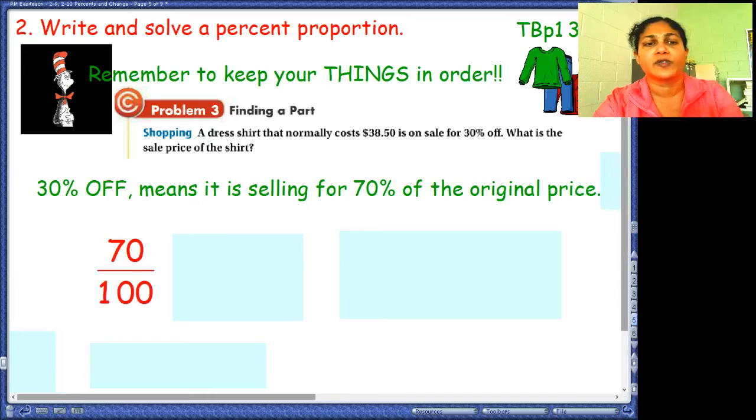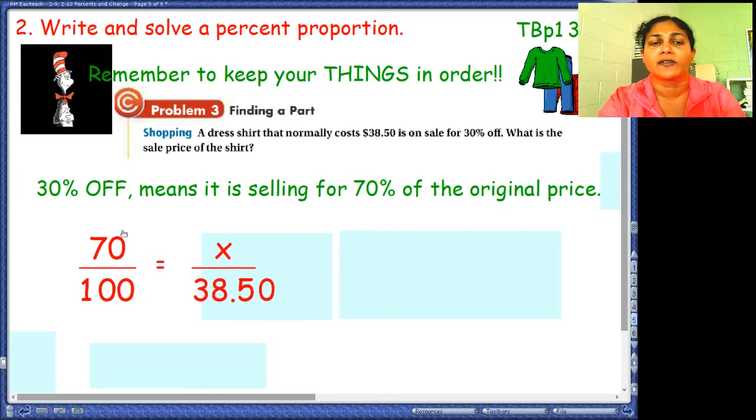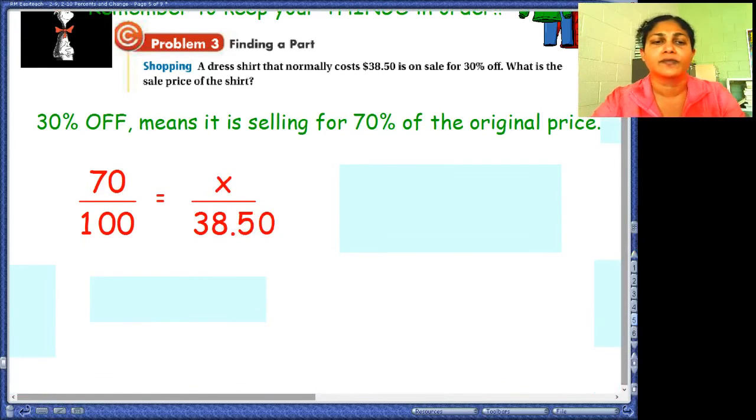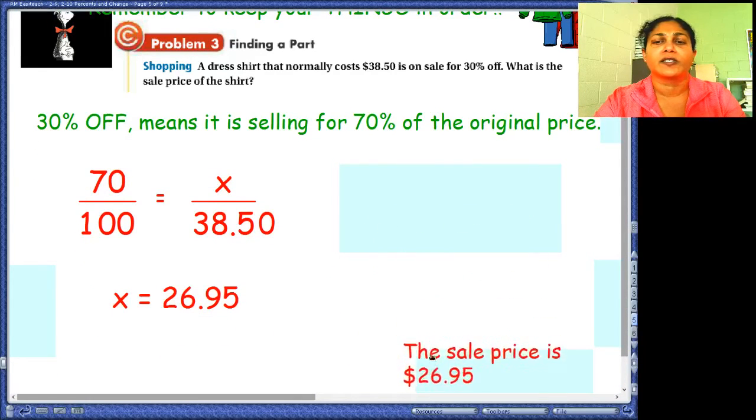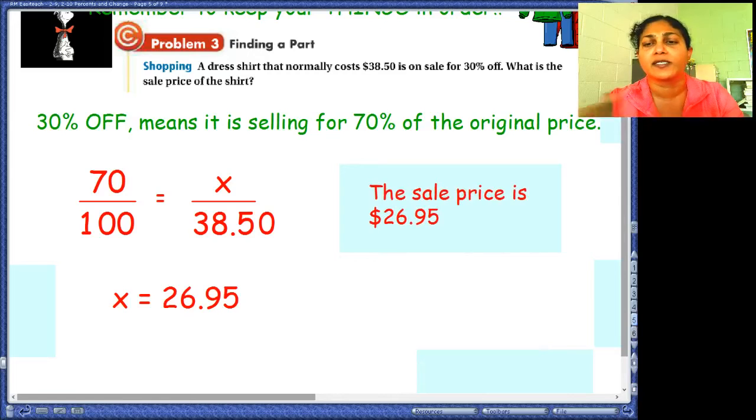So 70% is 70 over 100, which is equal to what is the part over what is the whole. If you can figure this out, you will know how to solve these types of questions. We want to find what it is selling for now, and since it's only selling for 70%, the 100% of the price is $38.50. Use cross products, and it turns out that the sale price is $26.95.